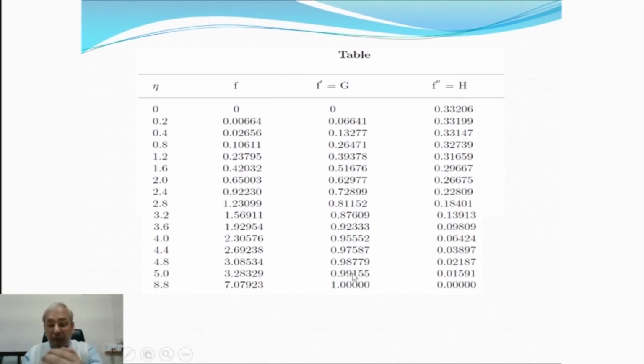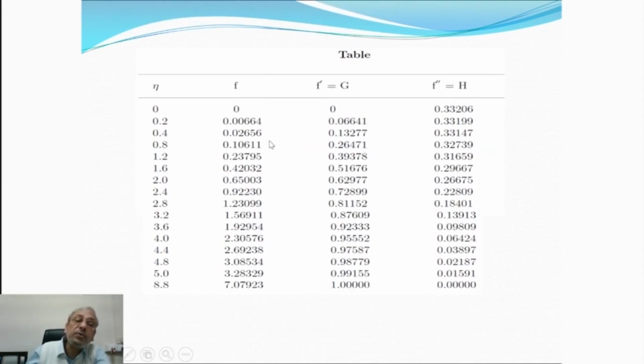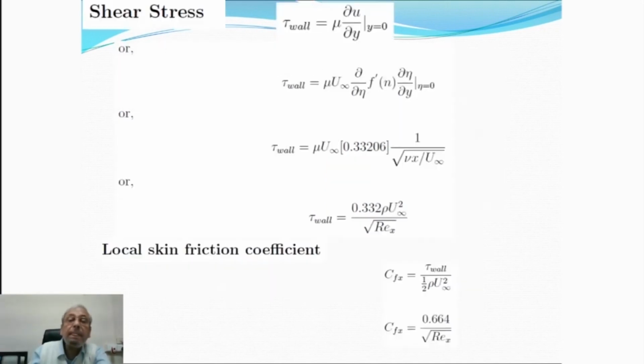We'll explain even more. So that means we have got the complete solution. This was our target. This is actually the velocity profile. How u by u infinity, that means f prime, varies from 0 to a larger value of eta through small increments. That means the entire velocity profile within the boundary layer.